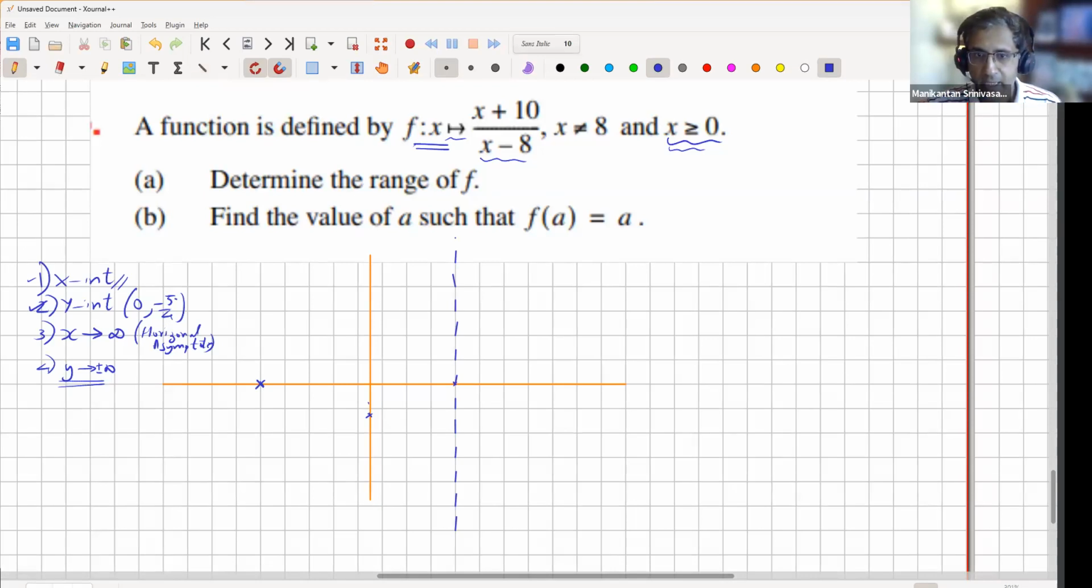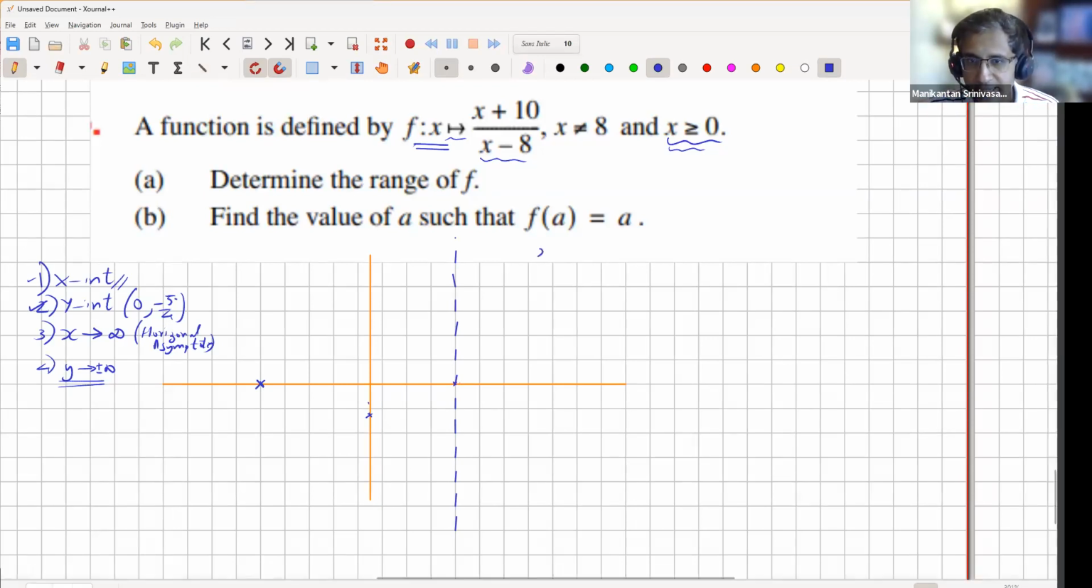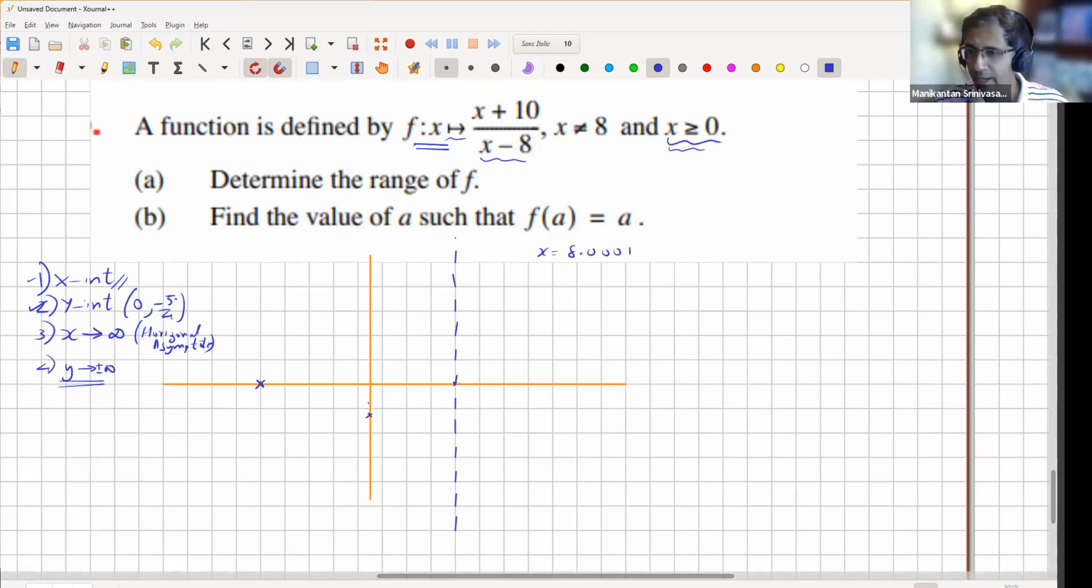So what do I mean by that? Suppose x is 8.0001 something, right? Then the numerator is practically 18, whether it's 18 or 18.001 does not matter. But the denominator is a small positive quantity, which means the ratio is going to be a huge positive quantity, 18 upon 0.0001, which is like 18 million or 18 zillion, whatever, right? In reality, as close to infinity as possible. So this graph will go as much to infinity as possible, right?